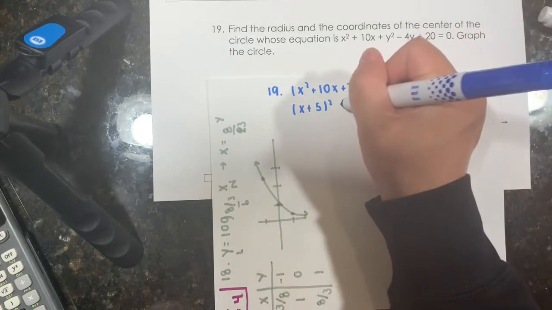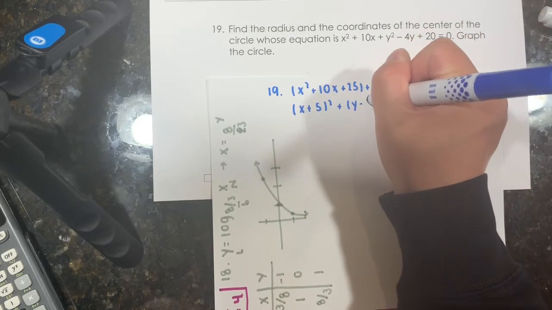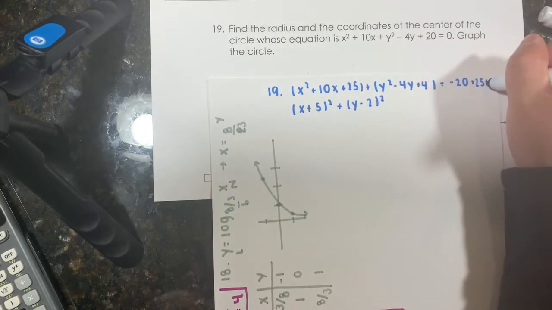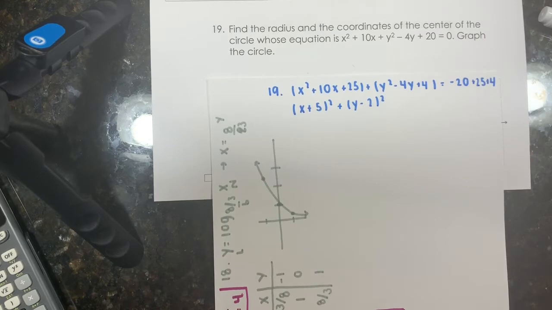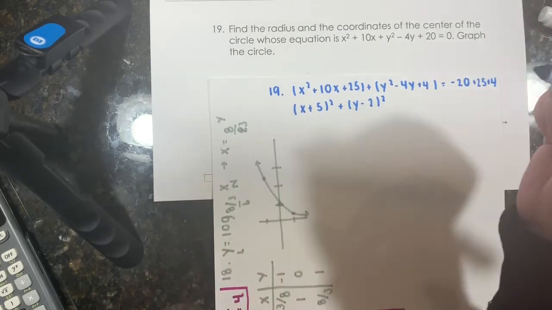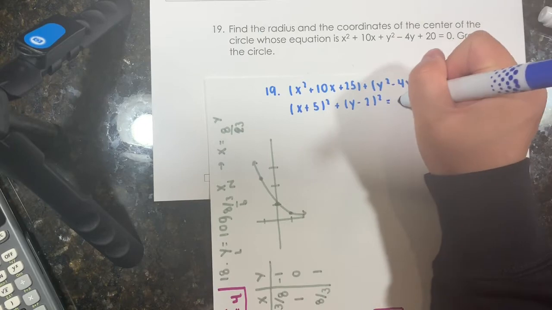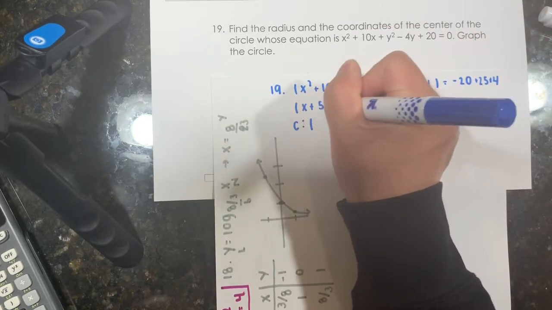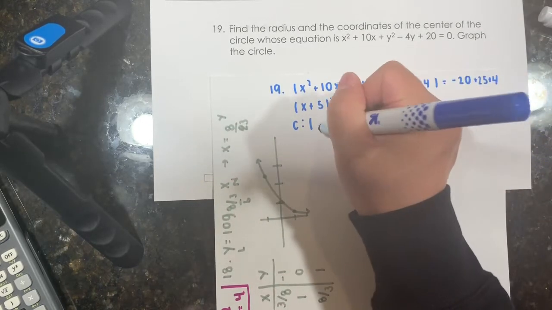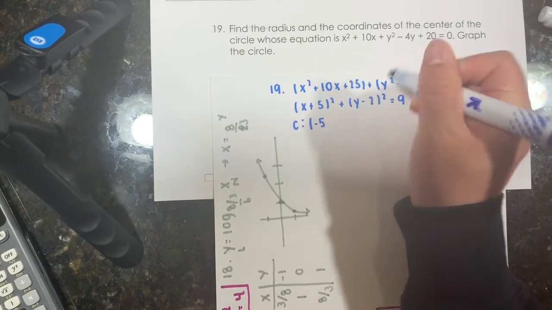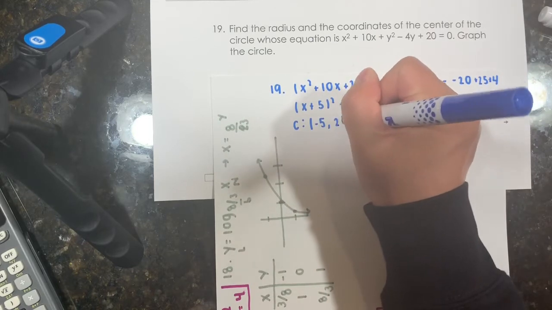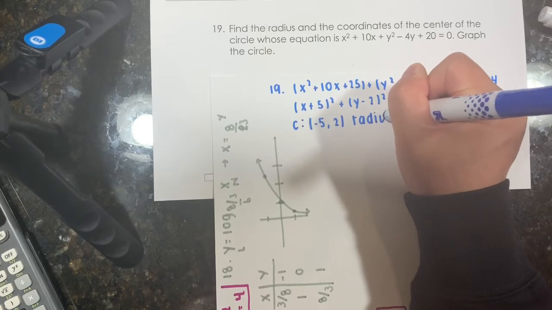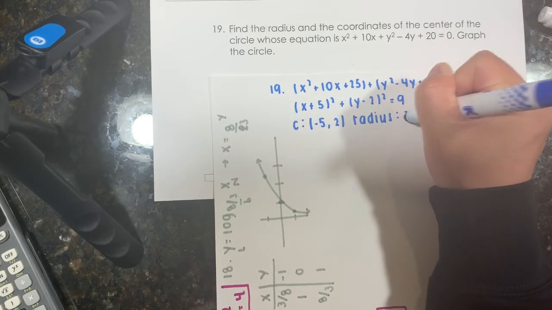Half of -4 is going to give me y minus 2 squared. And then I'd add 4 to both sides, which means that the right side is going to become 29 minus 20, which would be 9. So the coordinate for the center of my circle is just opposite of what's given. So instead of +5, it's -5. Instead of -2, it's +2. And the radius is just going to be the square root of the right side. So that's 3.